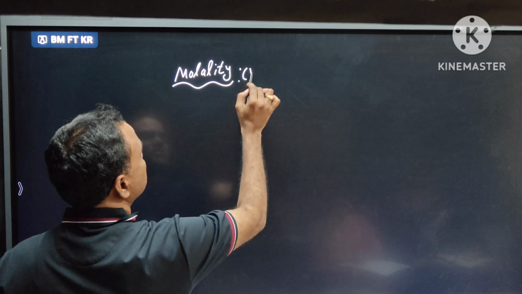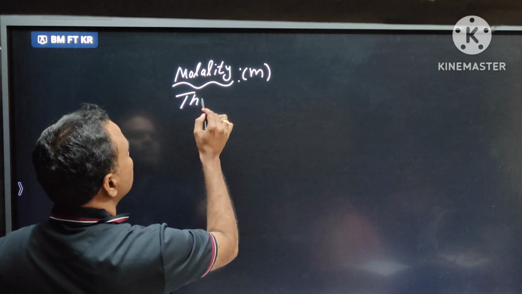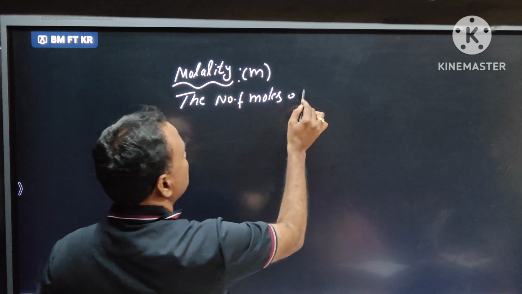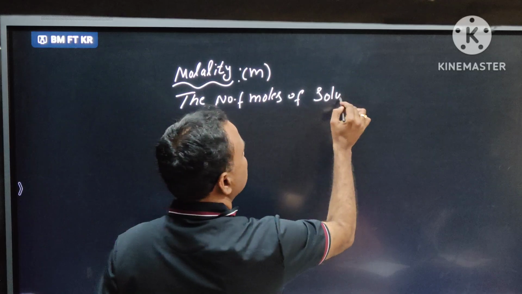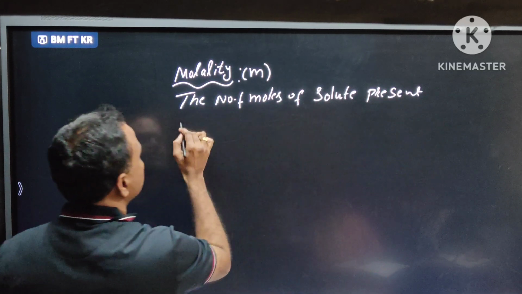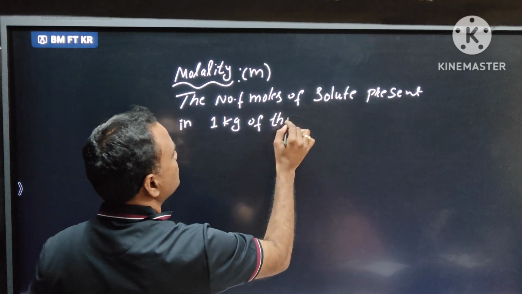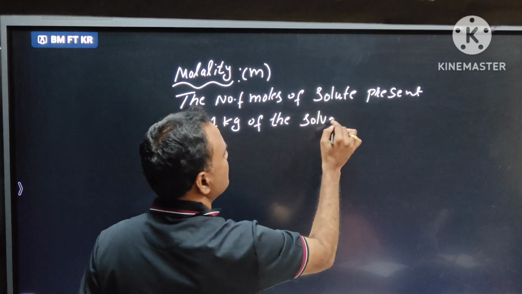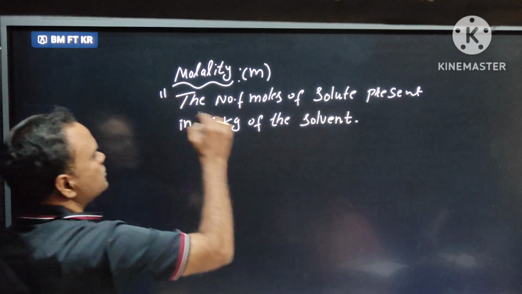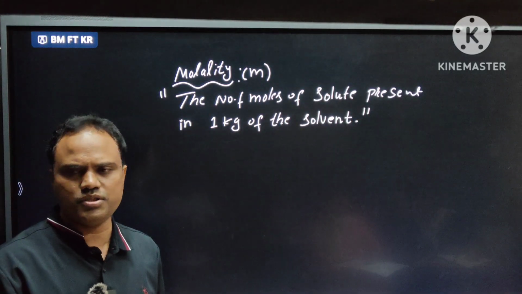Symbol of molality is small m. Molality: the number of moles of solute present in 1 kg of the solvent is called molality.